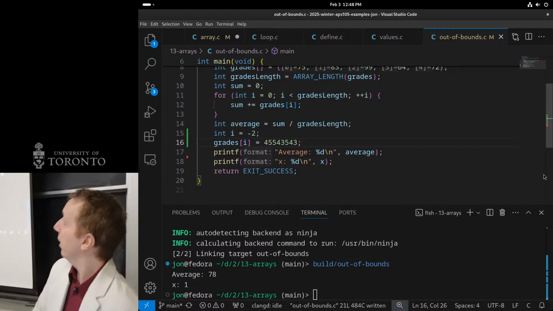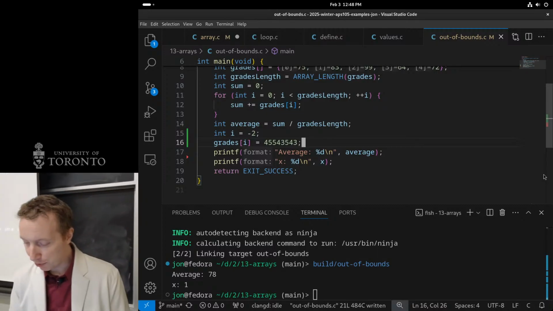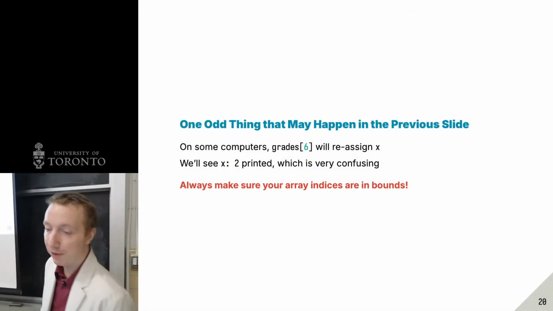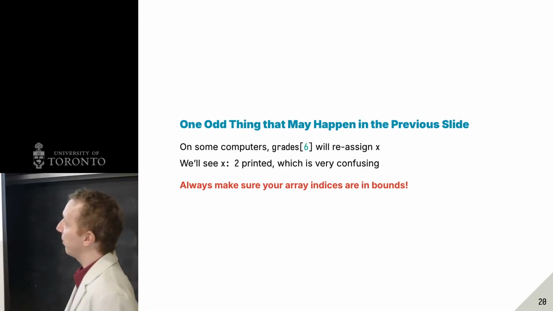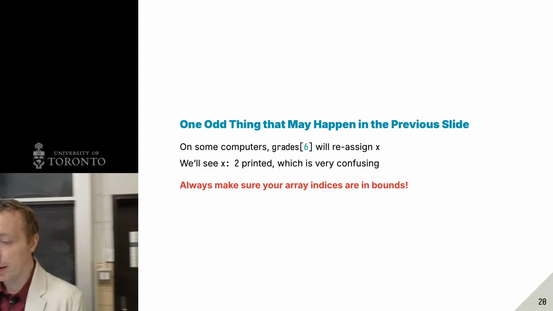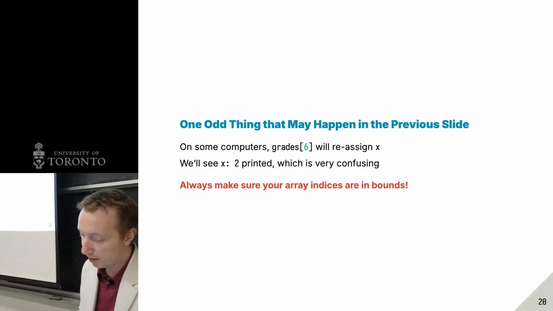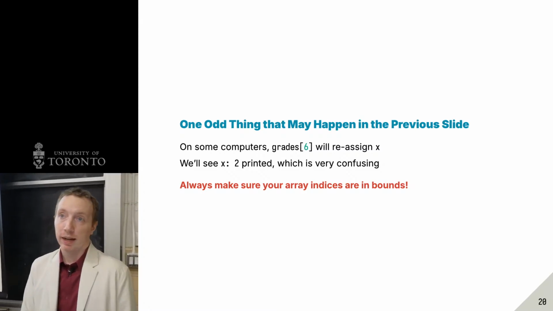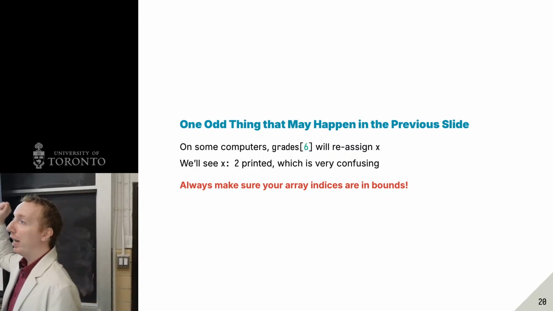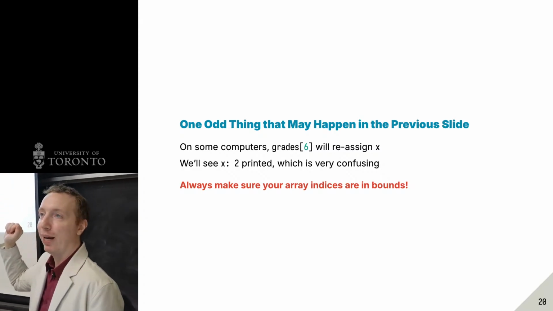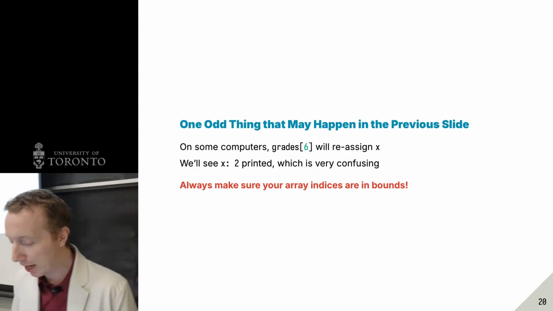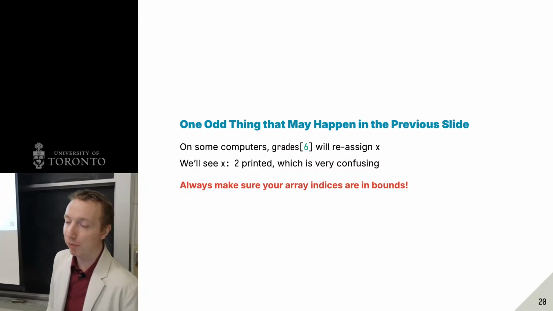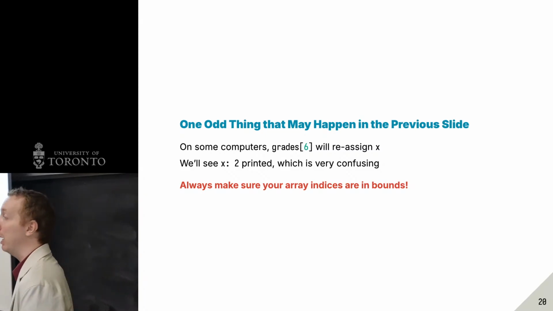So it's just a warning. Don't do that. So just so you have it on the slides, again, odd things might happen. Some computers, grades at index 6 will reassign x. So I saw x is 2 printed. Again, very confusing. Anything I put in bold and red means you should write it 1,000 times and just follow that word of advice. So always make sure your array indices are in bounds.